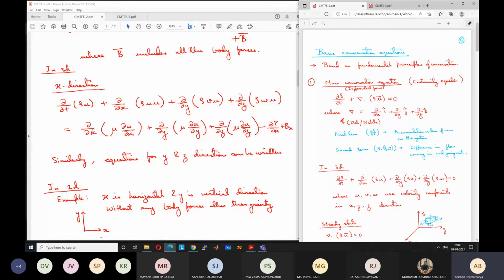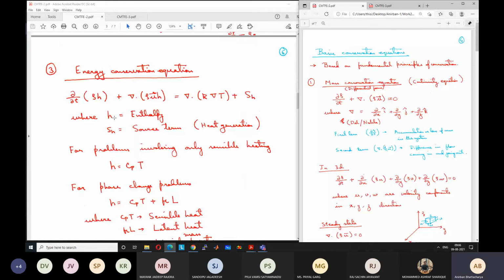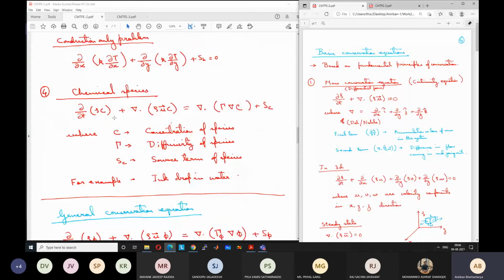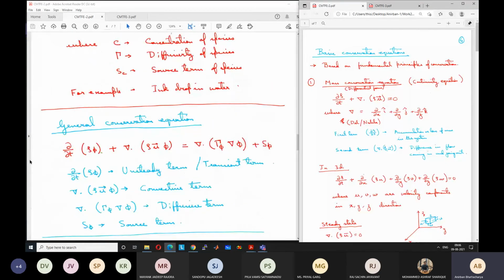And what we noted was that all these equations were of the same basic form, where there were four terms. So if the conserved parameter is phi, this equation can be written as del t of rho phi, where this first term is the unsteady or transient term, variation with time. Then the second term is the effect of velocity or effect of flow, which is given by del dot rho u phi.